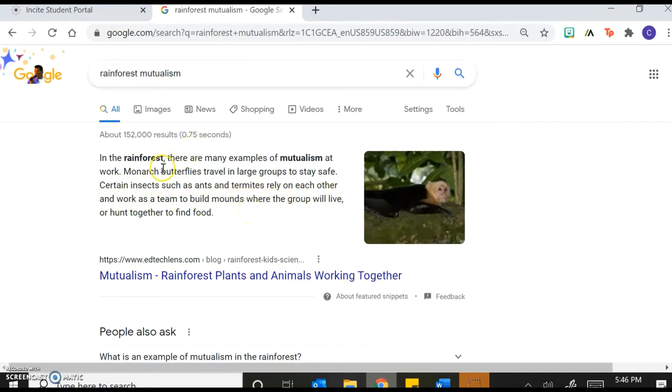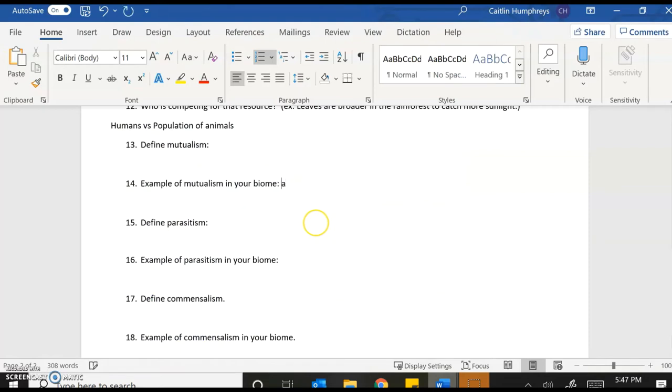Right there. Monarch butterflies travel in large groups, but monarch butterflies traveling in large groups is not helpful because those are of the same species. So that is not a symbiotic relationship. You cannot put butterfly and butterfly. So an ant and a termite are a different species of insect. So we're going to use that. So ants and termites. Now, I cannot write just ants and termites. It literally says an example. I need to know what you're talking about. So they work together.